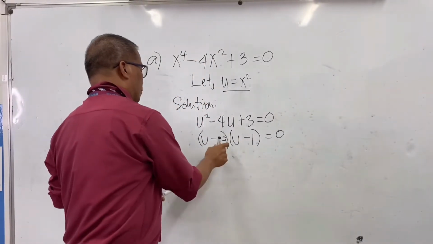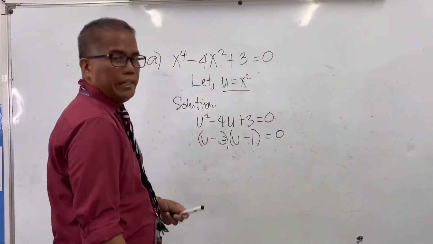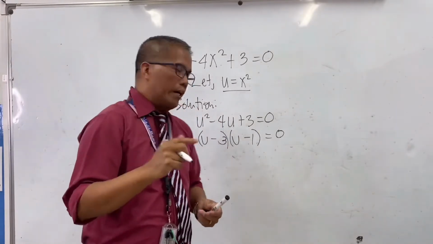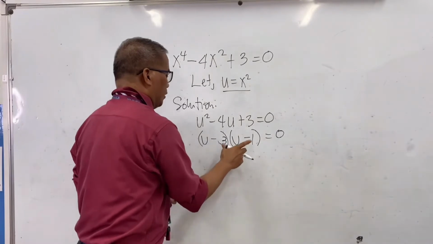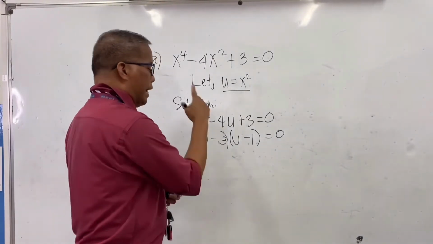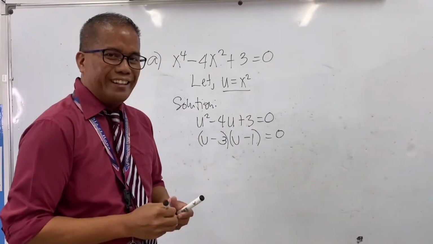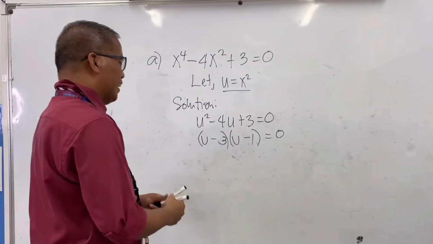Because if we multiply negative 3 times negative 1, the answer will be positive 3. Then, always check your middle term if it is correct. So we have negative 4u. If we multiply negative 3u and negative 1u, then add, the result will be negative 4u. Alright. So let's continue.